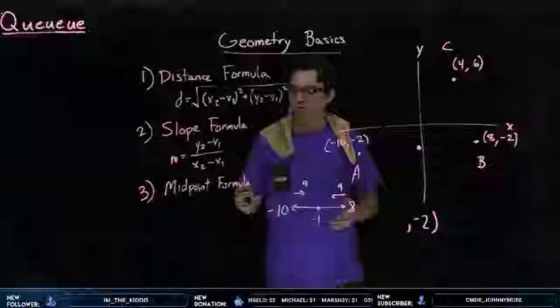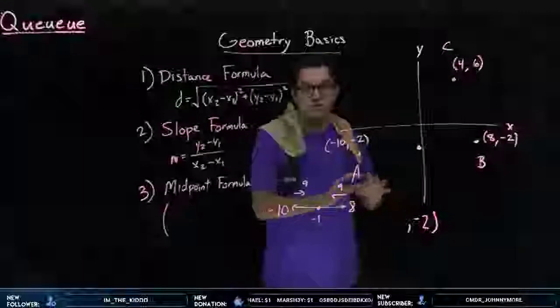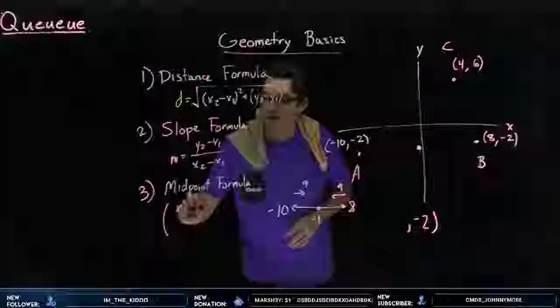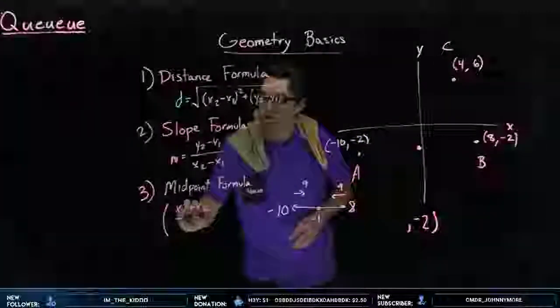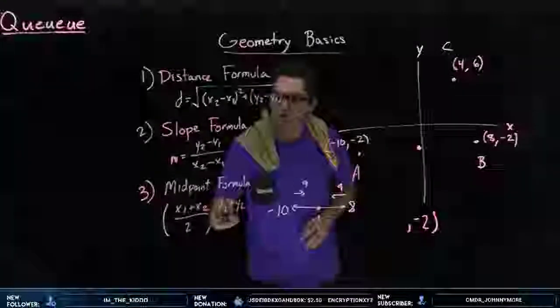So the midpoint formula overall is doing that to the x-coordinates and then doing that to the y-coordinates separately. So you have x1 plus x2 over 2. Your y-coordinates are going to be y1 plus y2 over 2.